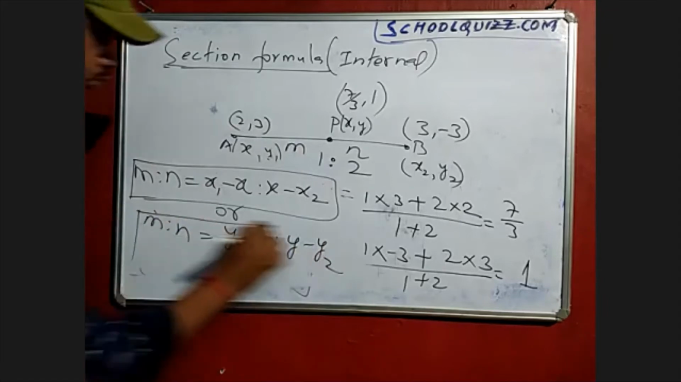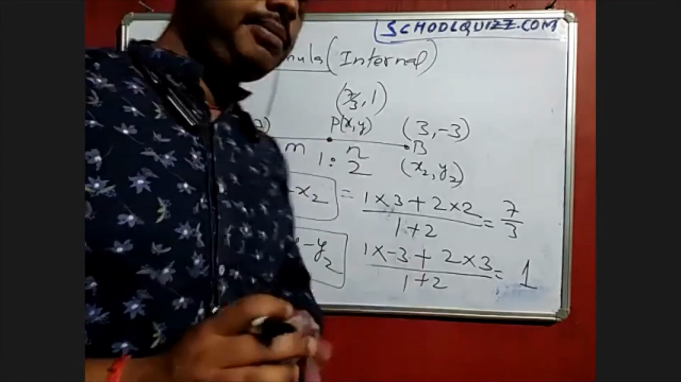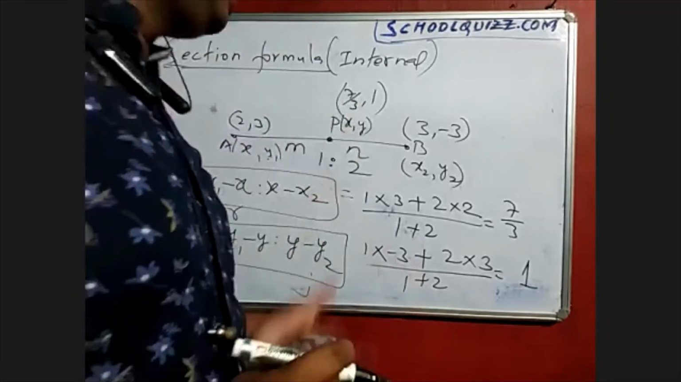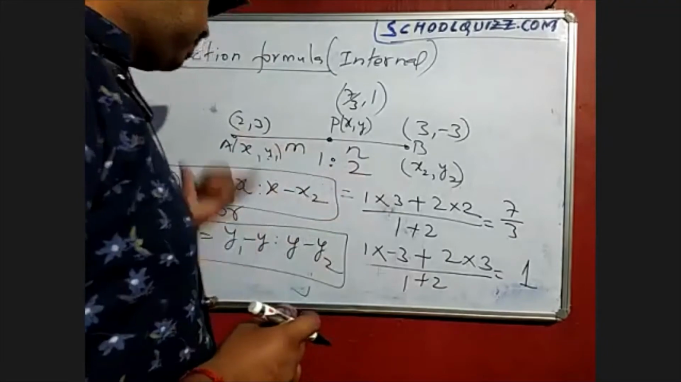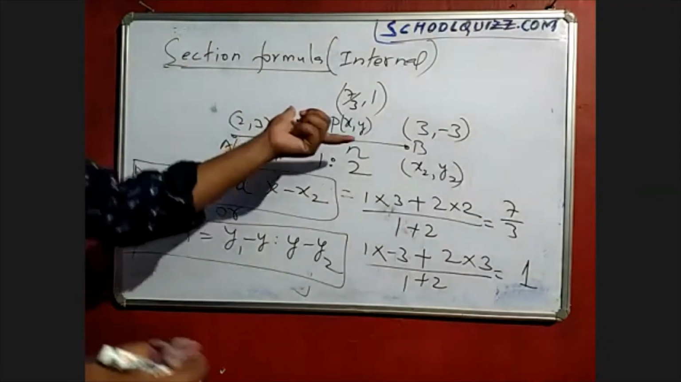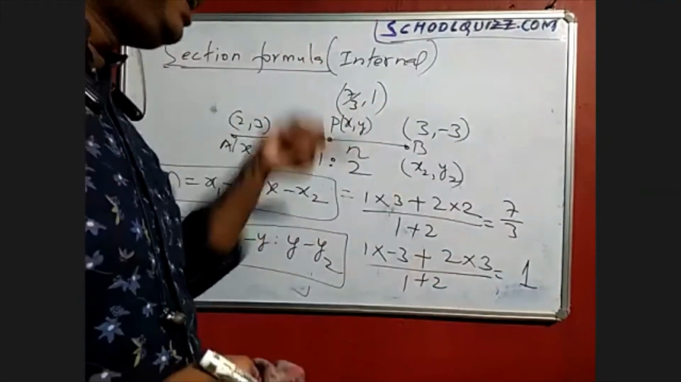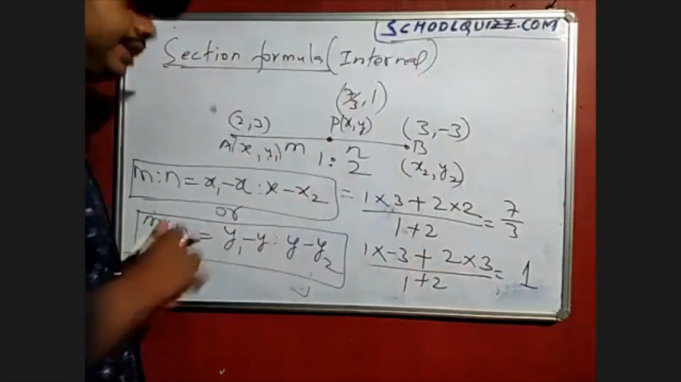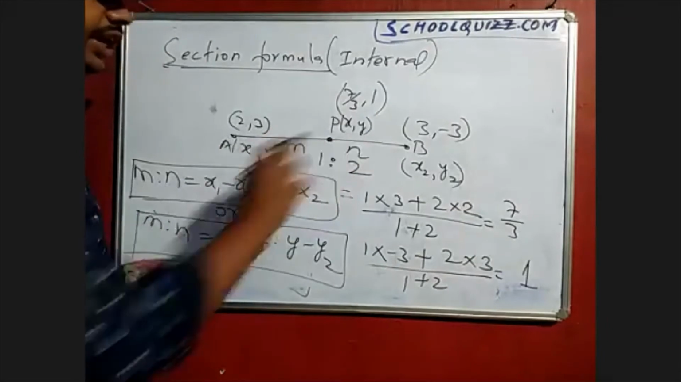So these two formulas we can use to find the m and n ratio, meaning in which ratio that point is dividing that AB line. That ratio you can calculate by this formula, and also by using the section formula. Now this is the point P which is internal. That P is dividing the AB line internally, meaning in between the AB points. P lies in between the AB points.